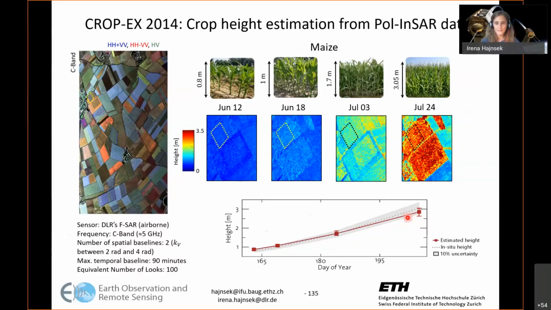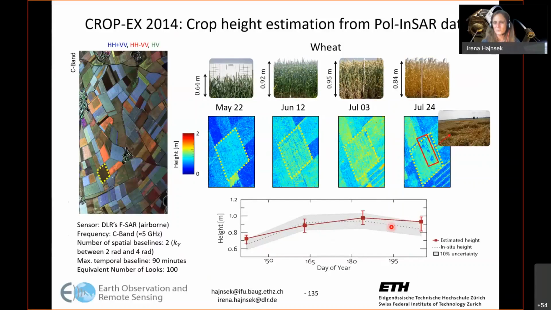The variation that you see here in gray is a 10% uncertainty, and the black dotted line is actually the real in situ measurements, which is very close to the estimated one. If you go back, here's the same. This is the grayish one, and then you see this in situ measurement, which is the dark black dotted line, which is also very close to each other.